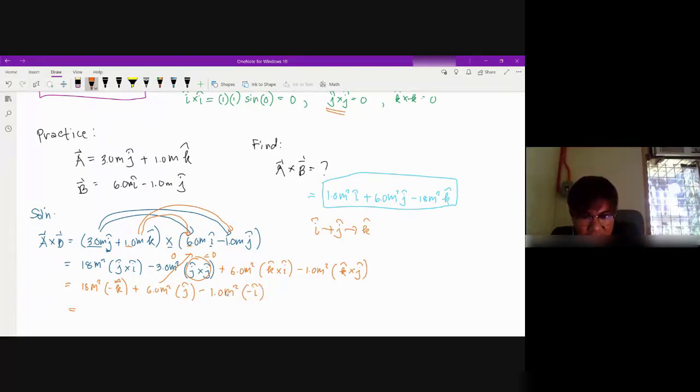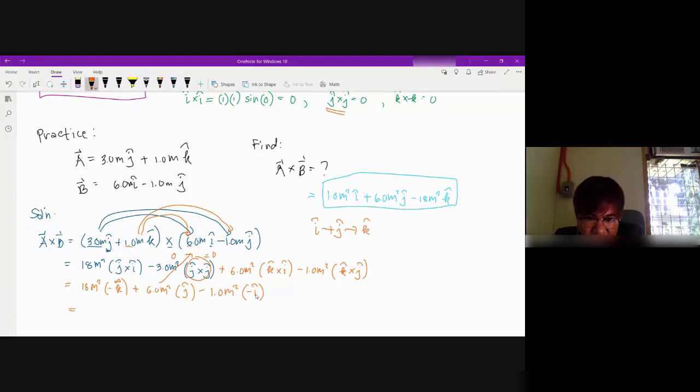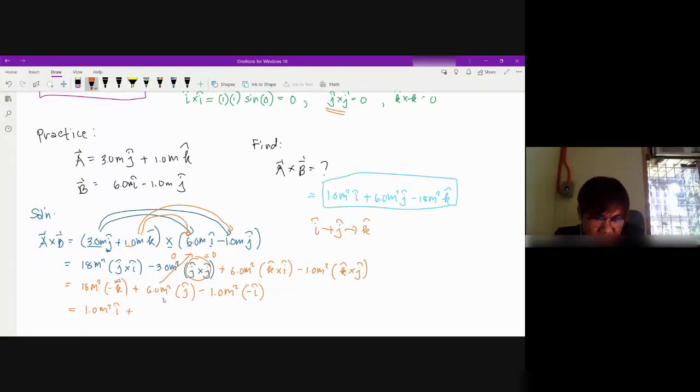Okay? So I will write first the x component. So that's actually the I hat. So I have negative here, and then negative again. So negative times negative, that's positive. So that's why I have 1 meter square I hat. And then next I write the J component, or the Y component. So you have 6 meter square J hat.